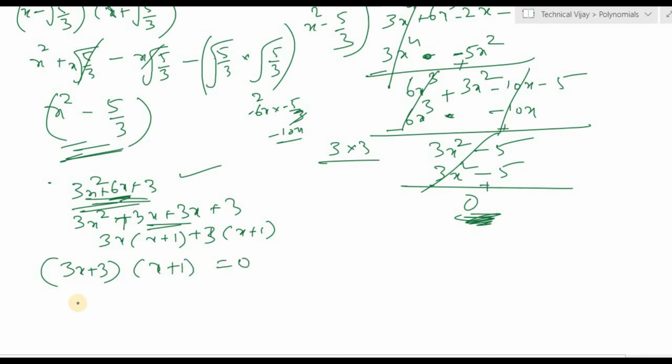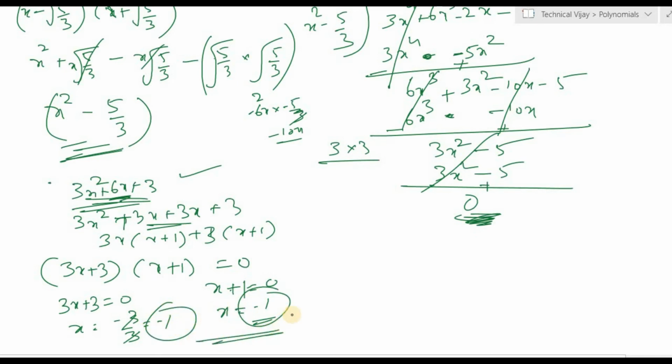This should be equated to 0. So 3x plus 3 equal to 0. So x is equal to minus 3 by 3, which is equal to minus 1. x plus 1 is equal to 0, x is equal to minus 1. So minus 1 and minus 1, these two are other zeros.